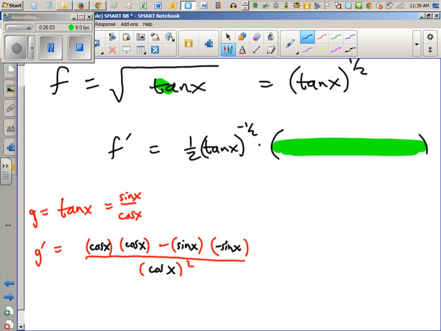Some of you are smiling. I think I know why. What is that top? 1. Yes, it is. Sine squared plus cosine squared is 1. What's another way to write 1 over cos squared? Sec squared. There, you just learned a new derivative. What's the derivative of tangent? Sec squared.